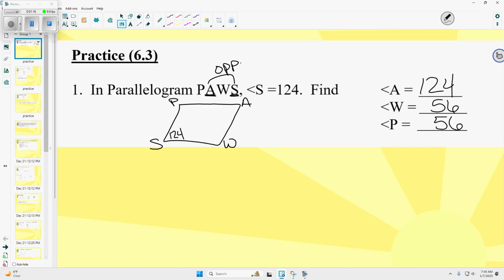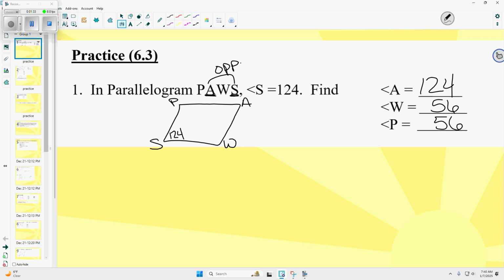Okay, so the work there is drawing yourself a picture, making sure when you label the picture, you go either clockwise or counterclockwise around that shape. Don't jump. It's not PA up on top and then come back to the left for W. You can't do that. You got to go all the way around the shape.